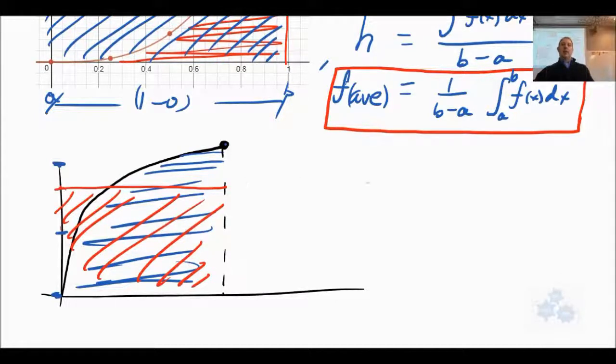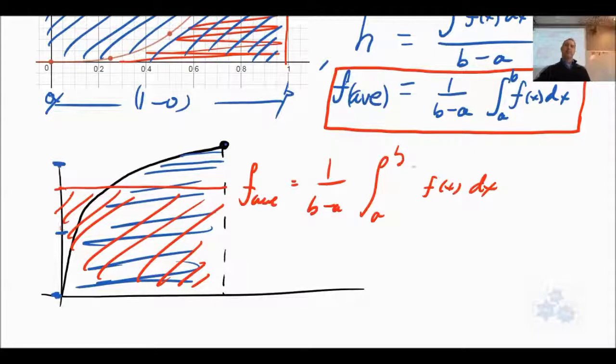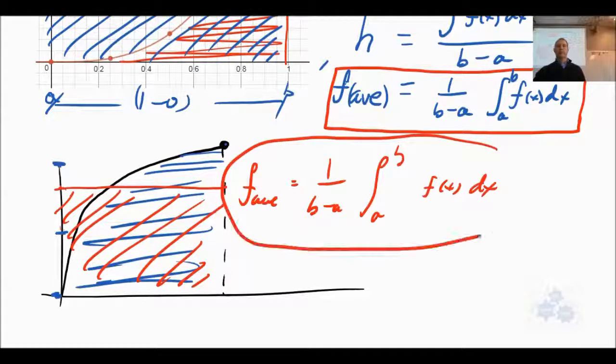So how do we find that? Well, we find the integral from a to b of whatever function this is, f of x dx. And then we divide it by the width to find the average height. So it's going to be times 1 over b minus a. And that's going to be your function average. Again, the same thing that we have up here. Okay? So how does that sound? Any questions?